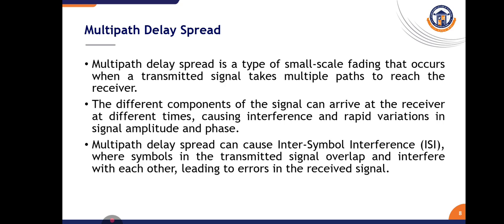Multipath delay spread can cause intersymbol interference, where the symbols in the transmitted signal overlap and interfere with each other, so that it leads to errors in the received signal. The root mean square delay spread is a measure of the dispersion of the signal and determines the frequency selective characteristics of the channel. Equalization techniques are used to compensate for the time dispersion caused by the multipath delay spread, and diversity techniques are used to combine the multiple signal paths to mitigate the effects of fading.